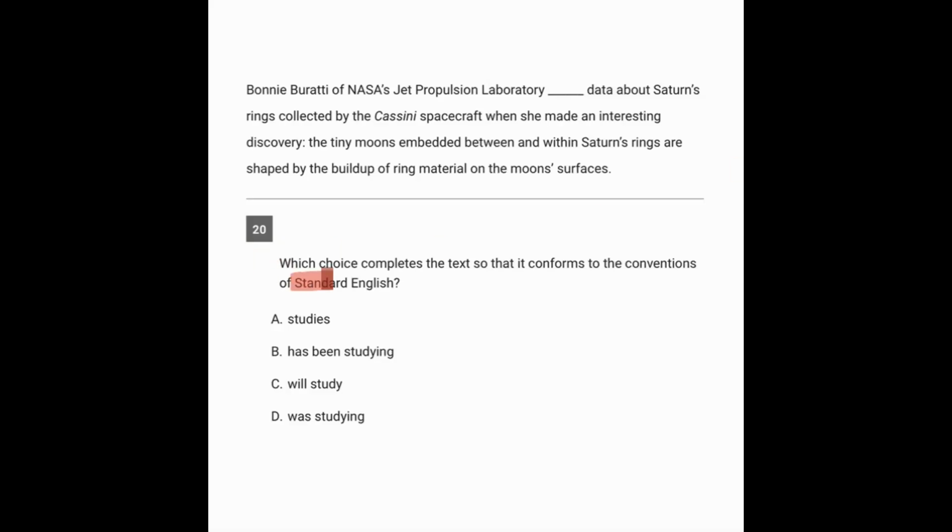Question 20 is a grammar question. And before we get into solving this question, let's talk about the naming of the person here. We refer to this as a long intro. So we're not just talking about Bonnie here. We're talking about Bonnie Barati of NASA's Jet Propulsion Laboratory. So we're treating this entire thing as one single name.